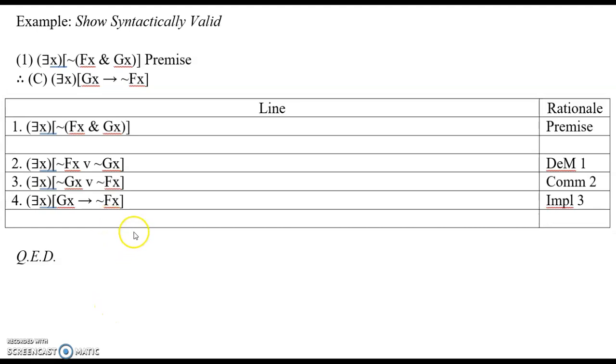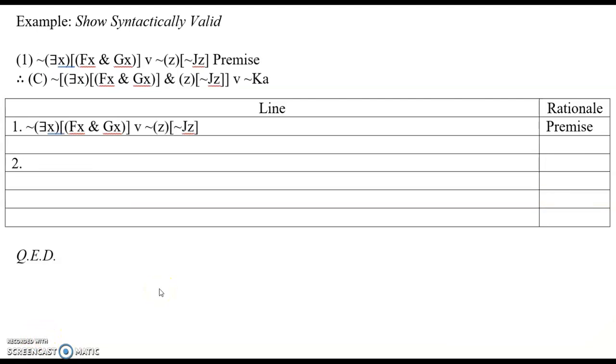Okay, hopefully you were able to get it, but the conclusion was just arrived at from 3 to 4 by way of impl, also a rule of replacement, and that's how those kinds of things work, okay? And so we've got a quantificational deduction of this conclusion from the premise, and therefore this is a syntactically valid argument per our definitions. Let's see if we can squeeze in one more. Go ahead and give this one a shot.